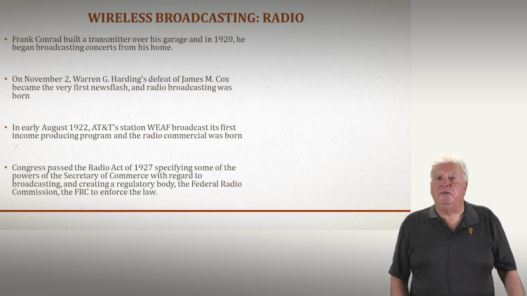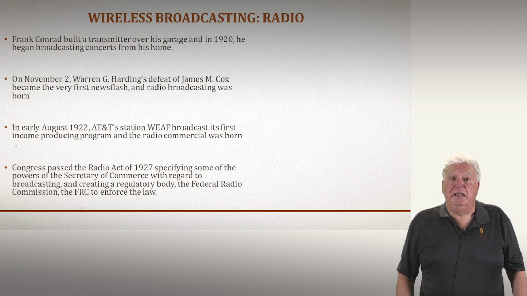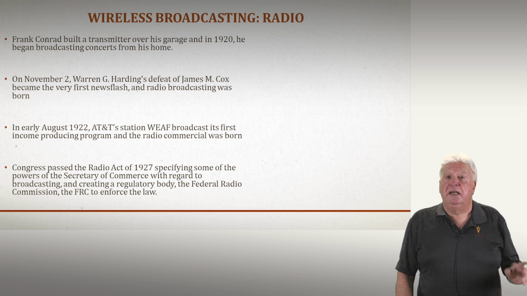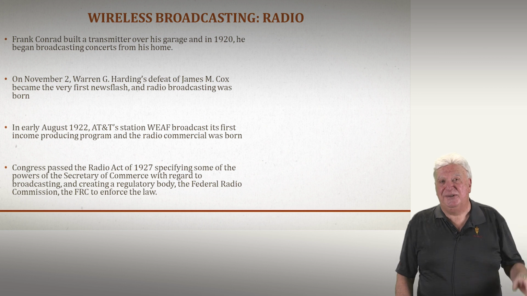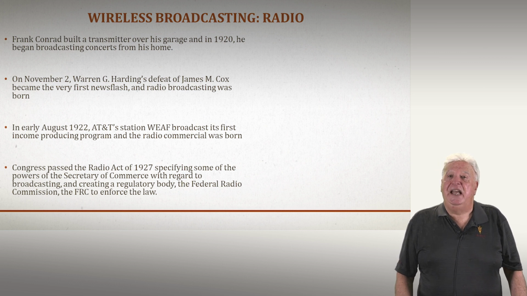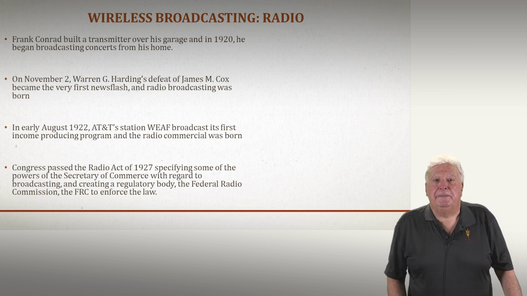Frank Conrad, who worked for Westinghouse in 1919 using vacuum tubes, built a transmitter over his garage, and in 1920, he began broadcasting concerts from his home over his garage. On September 30th, 1920, a Westinghouse executive, Harry Davis, asked Frank Conrad if he could build a transmitter at Westinghouse headquarters in time to broadcast the election results on November 2nd.